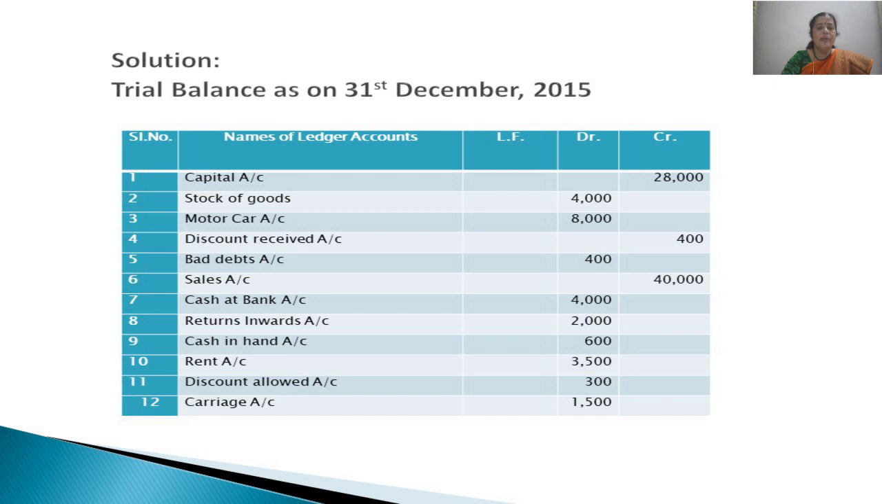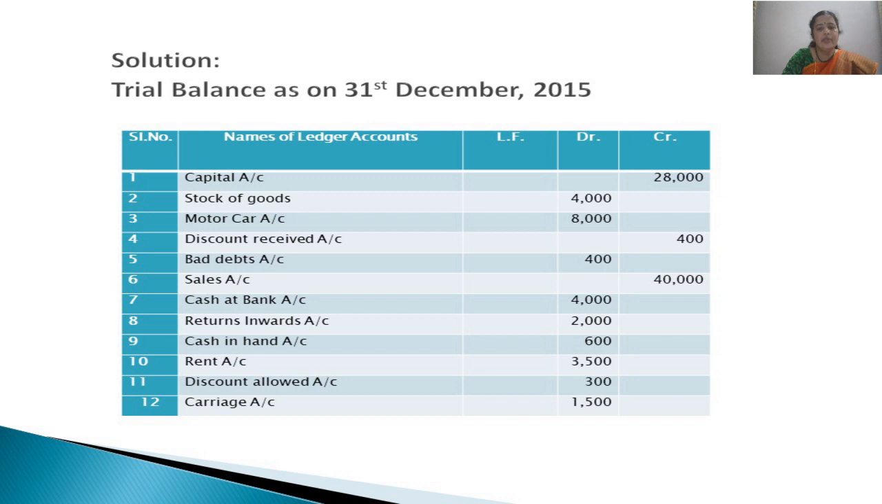And the format of the trial balance is like this: serial number, that is just 1, 2, 3, 4 up to how many accounts are given in the sum. Then names of the ledger accounts, ledger folio, debit and credit. So folio is the page number. Then in the debit column, we have to write the account balances which are showing debit balance, and in the credit column we are writing the amounts against the accounts which show credit balance. So let us start solving this.